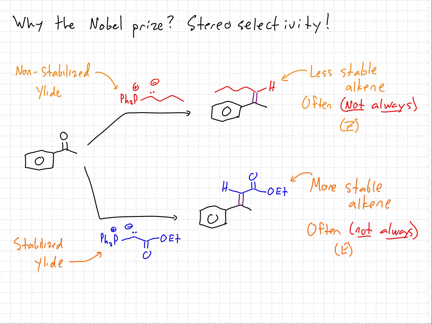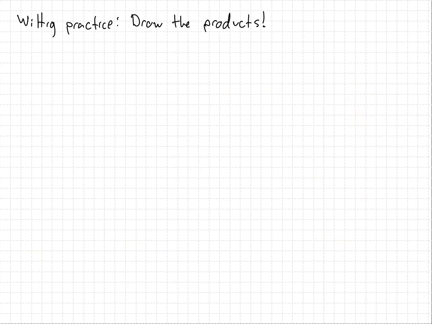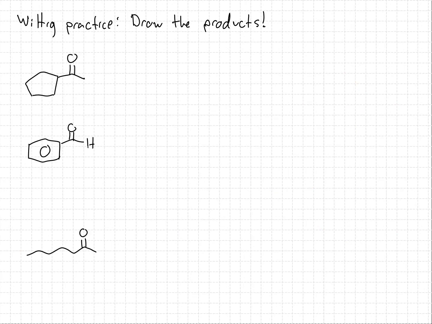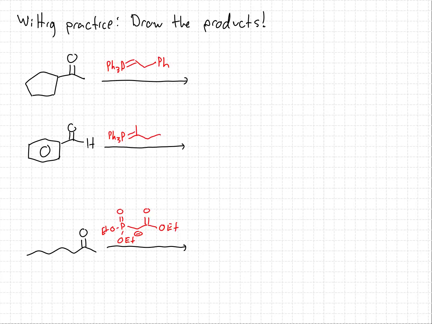Okay, so with these rules, can we draw the products of different Wittig reactions? I'm going to give you these three carbonyl groups, 2 ketones and an aldehyde, and we're going to treat them with these 3 Wittig reagents. What I'd like you to do here is use the rules about which alkene we get to draw the products of each of these 3 reactions. Pause the video here, come back when you're done.